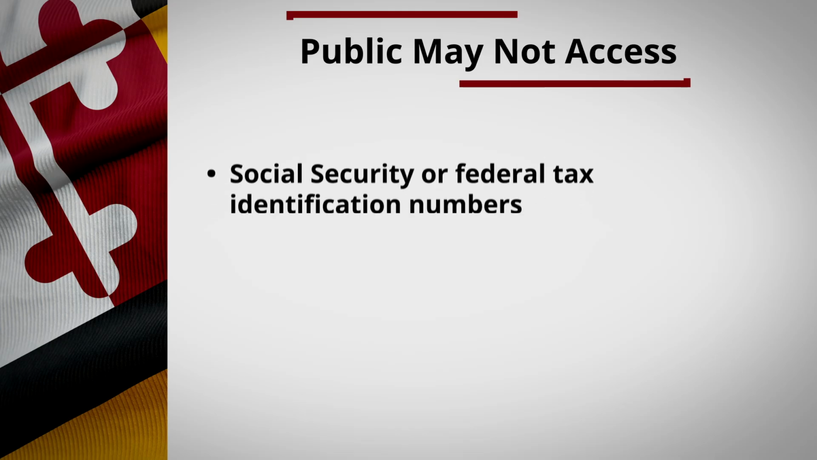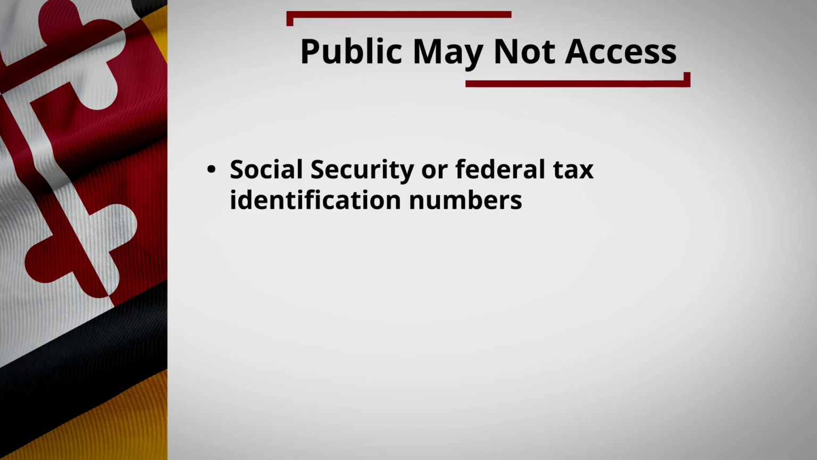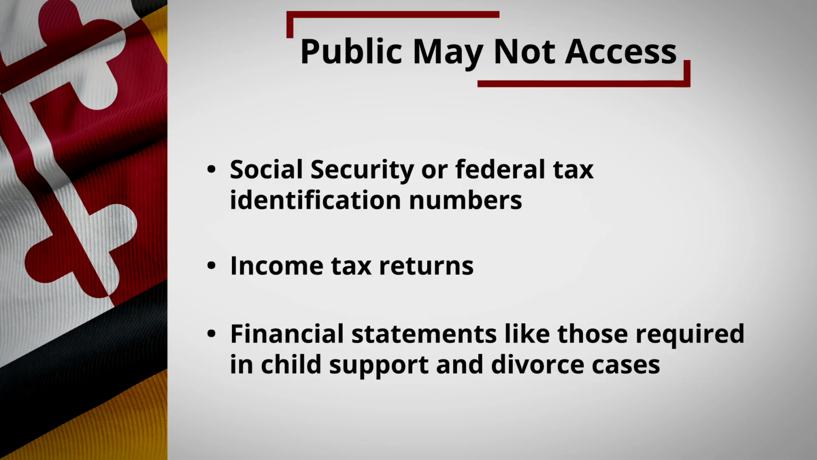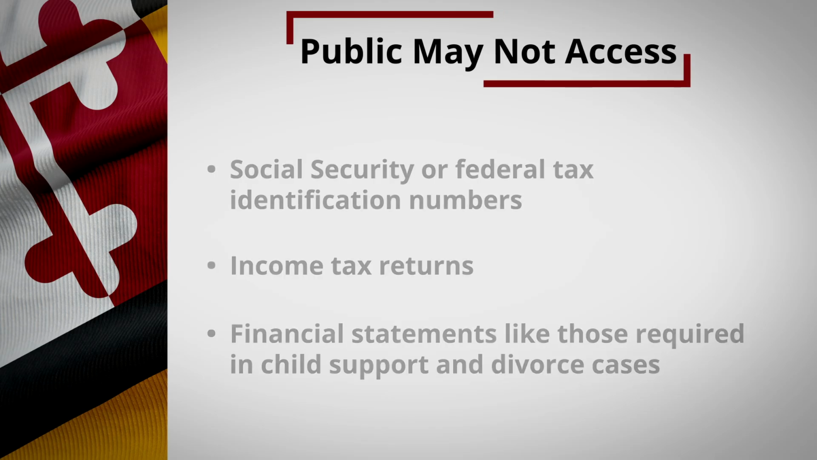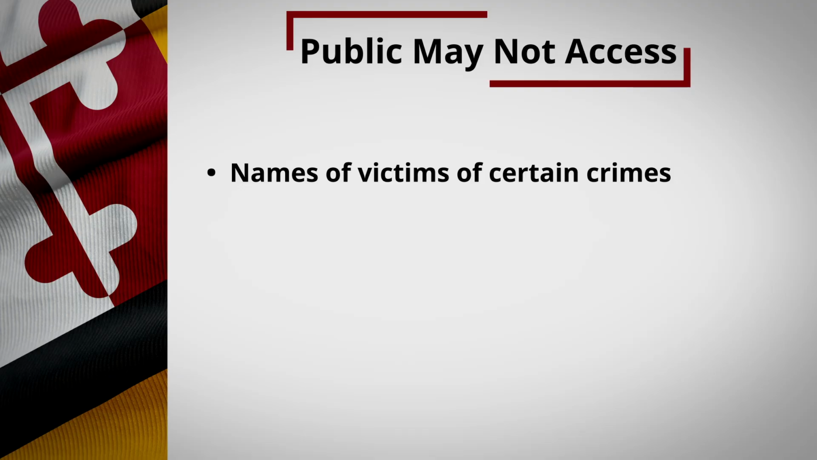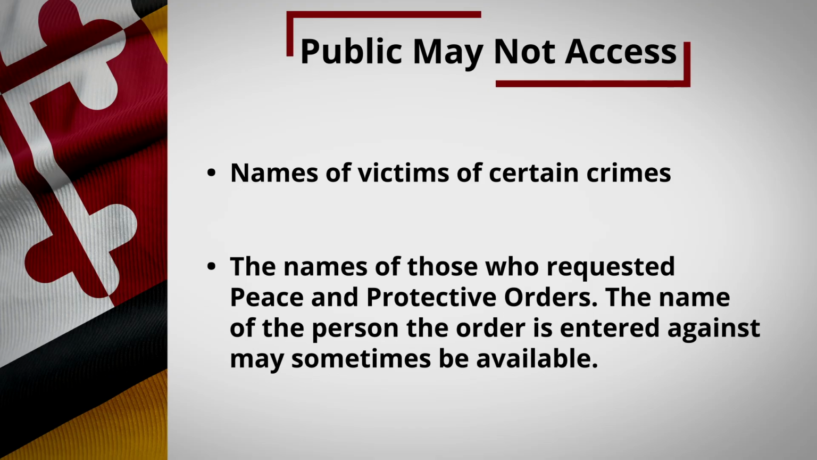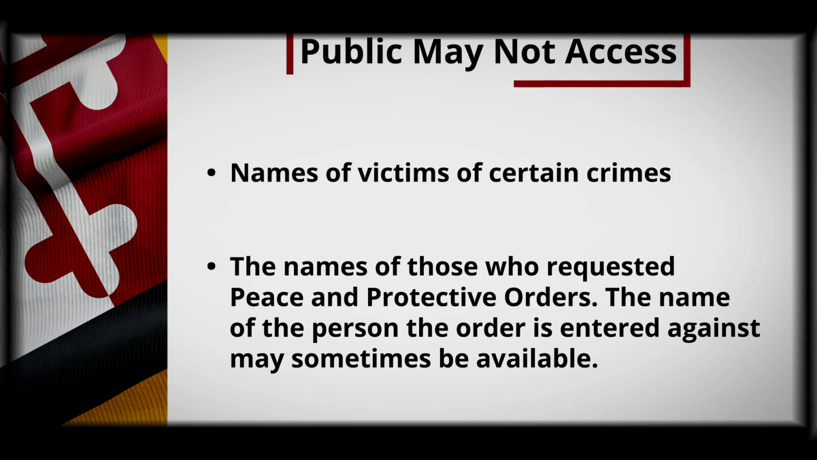Certain personal information is also not available to the public, including Social Security or federal tax identification numbers, income tax returns, financial statements like those required in child support and divorce cases, names of victims of certain crimes, and the names of those who requested peace and protective orders. The name of the person the order is entered against may sometimes be available.